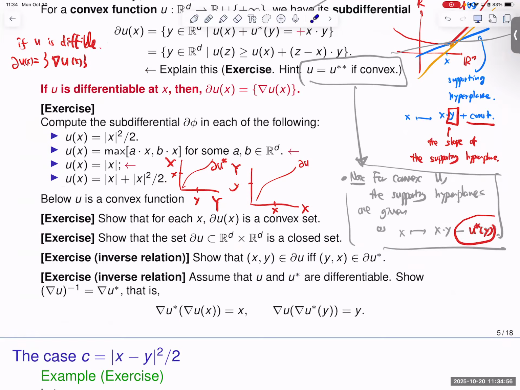Repeating again, suppose u and u star, the Legendre transform and the original convex function, are differentiable. Then the gradient of u is the inverse of the gradient of its Legendre transform, and vice versa. The gradient of the Legendre transform of a convex function is the inverse of the gradient of the function.